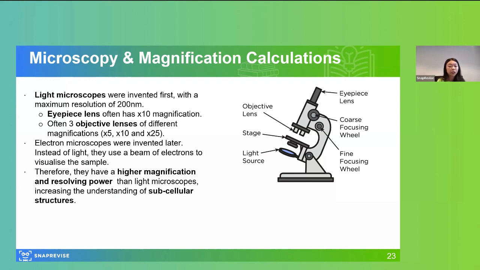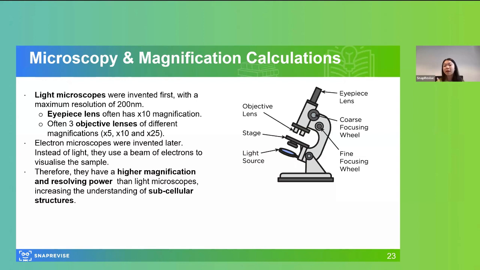When a question asks you about these microscopes, sometimes they do ask you to compare them. You just need to know light microscopes use light, electron microscopes use a beam of electrons, and electron microscopes have a much higher magnification and a much higher resolution. You need to mention both, not just magnification. It's also important to note that electron microscopes are a lot more expensive compared to light microscopes. That's why the school gets light microscopes instead.